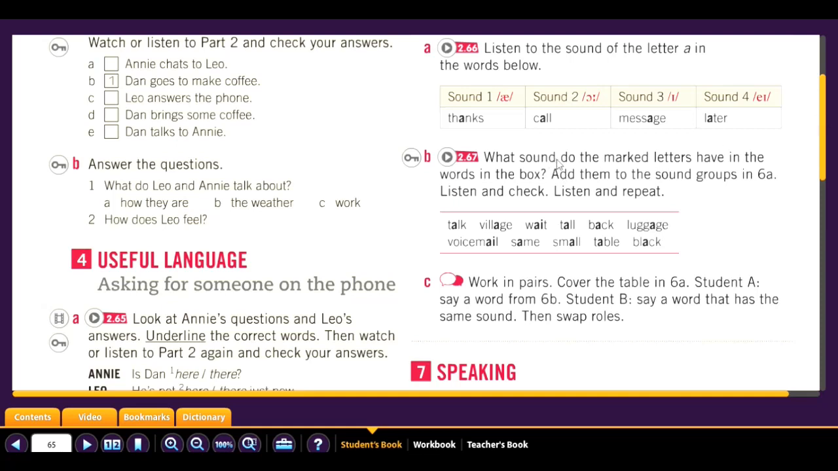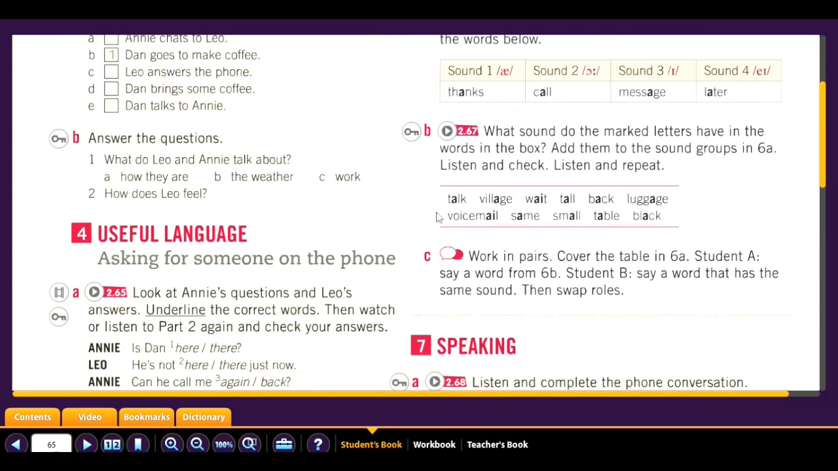Okay, now what sound do the marked letters have in the words in the box? Add them to the groups in 6A and then listen and check. Talk, village, wait, tall, duck, luggage, voicemail, same, small, table, and black. ¿Qué sonido tienen? 1, 2, 3, or 4, de los que les acabo de mencionar.